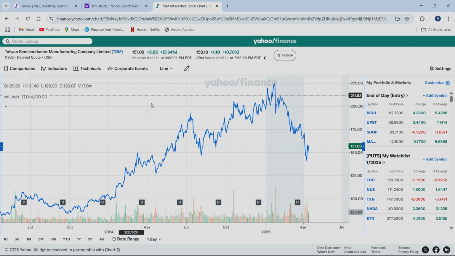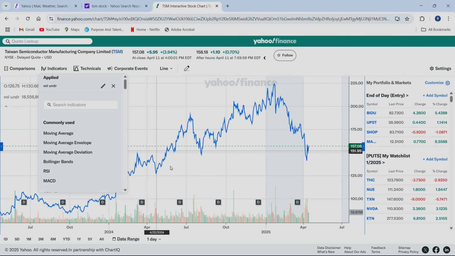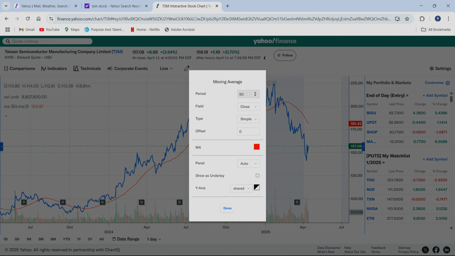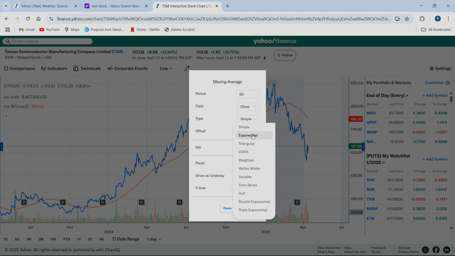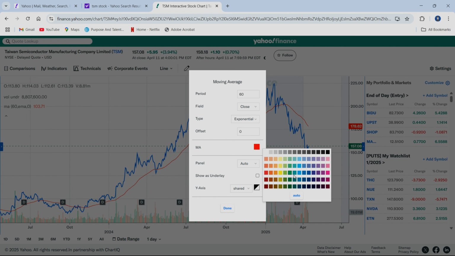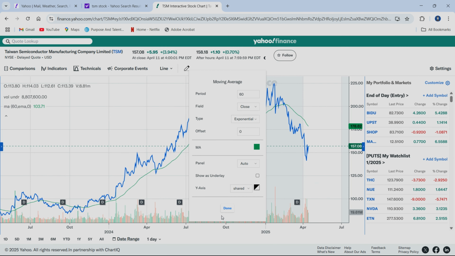Okay, so the first thing is this. You want to get your indicators, right? What I like to do is a moving average. That's one of my indicators. On the moving average, I usually go with 60-day, so we're going to go with a 60-day moving average. And instead of simple, we're going to go to exponential. I usually go with the color green, right? That's a 60-day moving average.